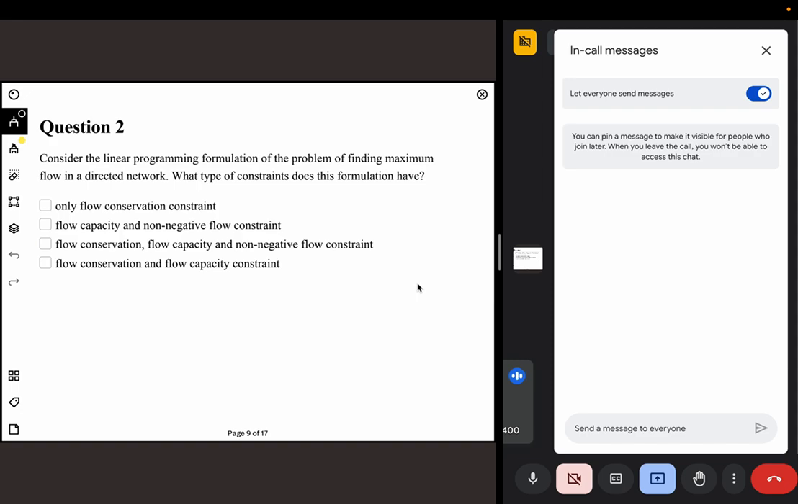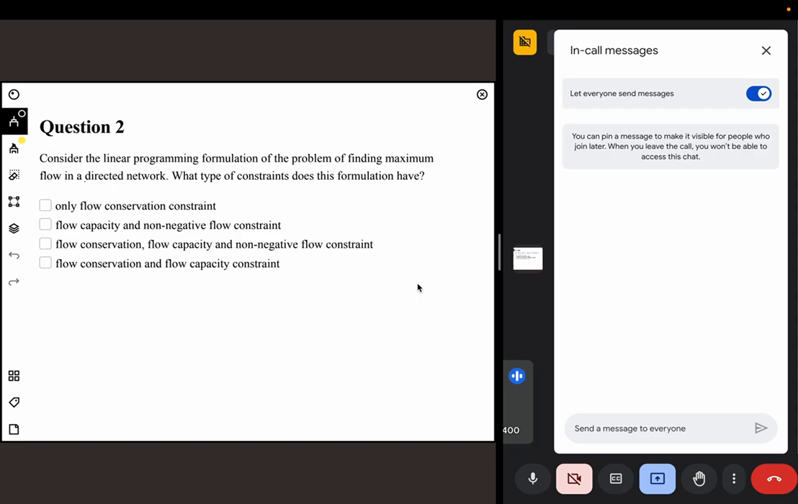This we have already discussed. So in the maximum flow problem, we have different constraints. The first constraint is flow conservation: at every node, whatever is incoming should be equal to whatever is outgoing. Then flow capacity and the non-negative flow constraint. This non-negative constraint essentially says that flow happens only in one direction and not in the other.